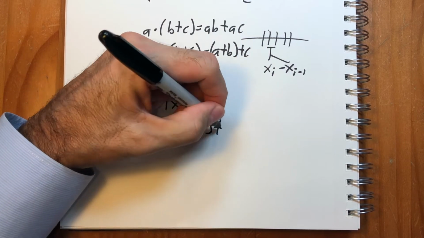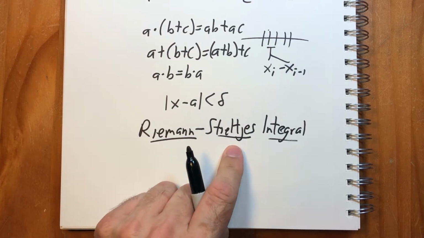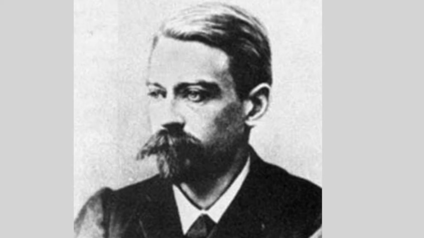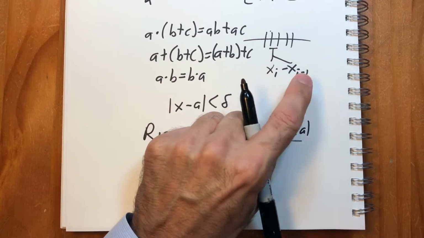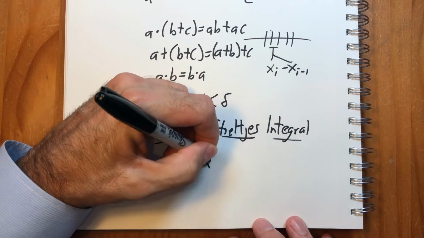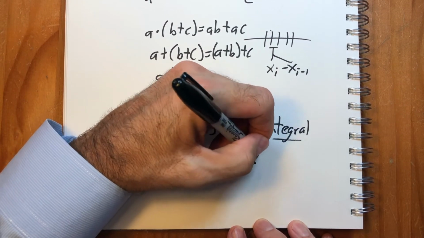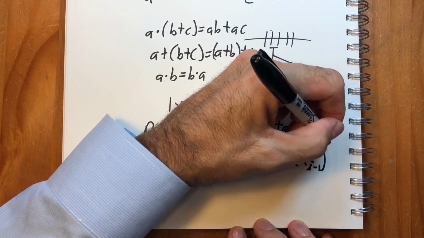This is called the Riemann-Stieltjes integral. So Stieltjes is Thomas Stieltjes. He was a Dutch mathematician born in 1854. He died very young, only 38 years old. So instead of just assuming that the width of the rectangle is x_i minus x_{i-1}, we can define a new function, mu, that defines a new way of measuring the rectangle so that the new size of the rectangle becomes mu of x_i minus mu of x_{i-1}.